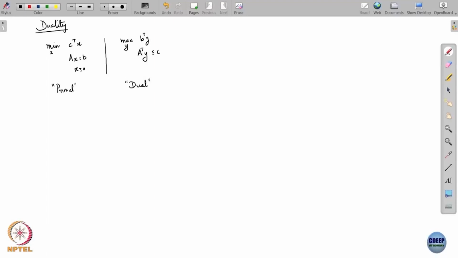Now, here is a quick observation you can make. Suppose I gave you any point that is feasible for the primal. Let us write out some notation here. Let us write Fp as the feasible region of the primal, so it is x such that Ax equals b and x is greater than or equal to 0, and let us write Fd as the feasible region of the dual, y such that A transpose y is less than or equal to c.